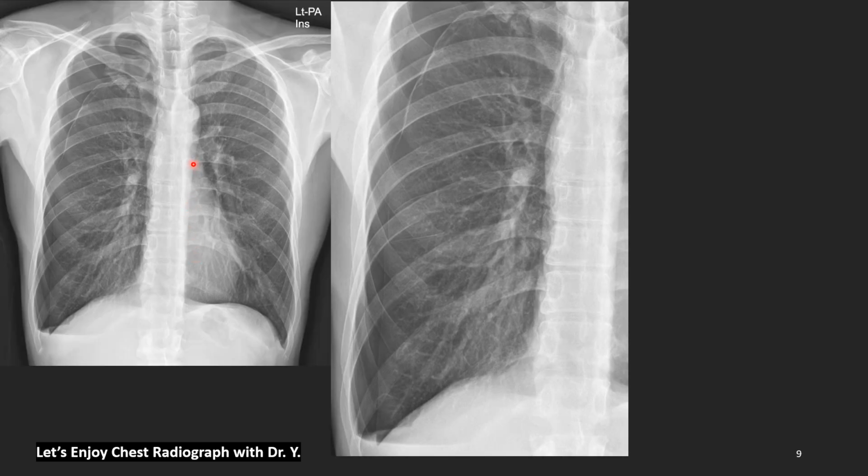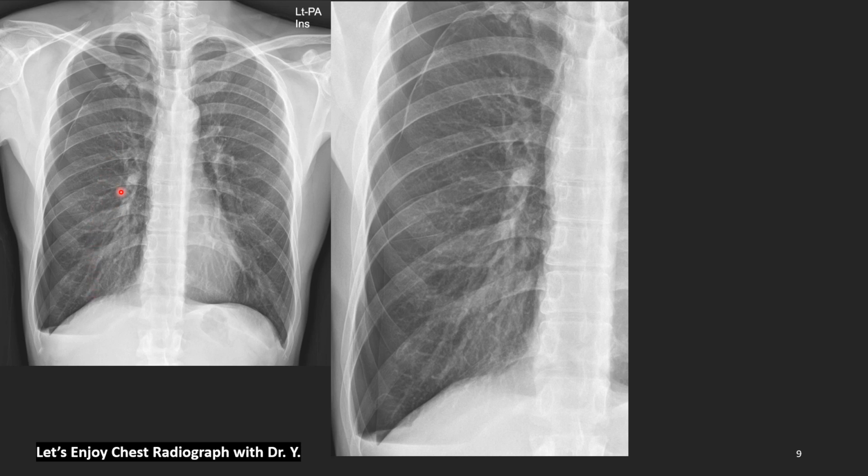What is your opinion about this film? Now we are very familiar with this film. Yes, pneumothorax. Large amount of air collection in the apex, not in the lower portion. That means gravity is directing toward the lower portion.